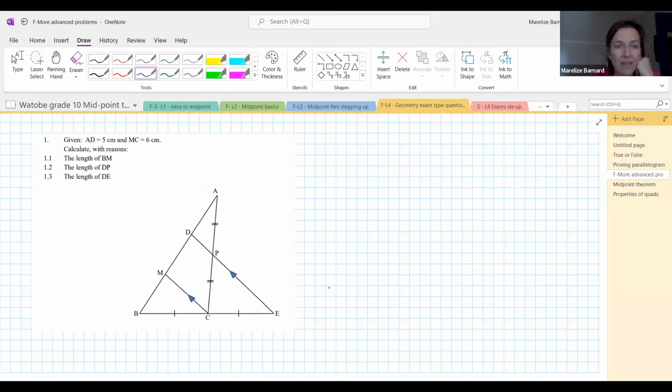Okay, so we are given AD is equal to 5 centimeters over here. Remember to transfer anything that's written here to your sketch. MC is equal to 6 centimeters. Calculate with reasons the length of BM. We're going to start there and work our way. Right, does anyone know what BM is equal to?